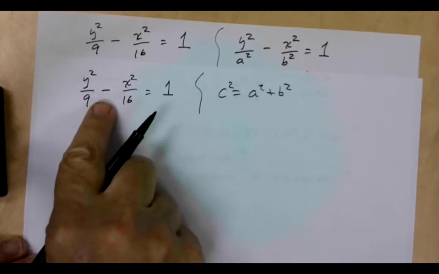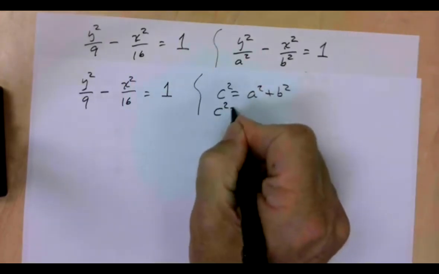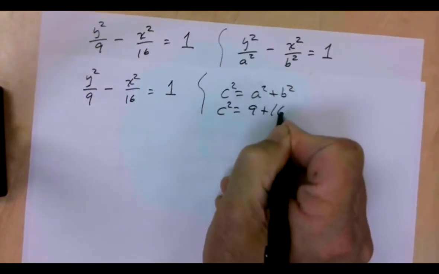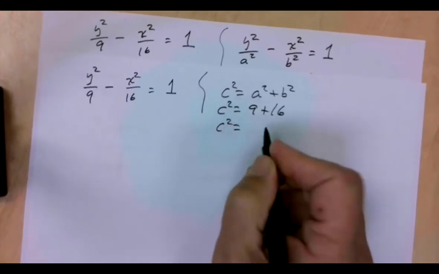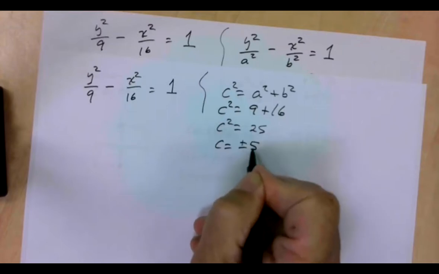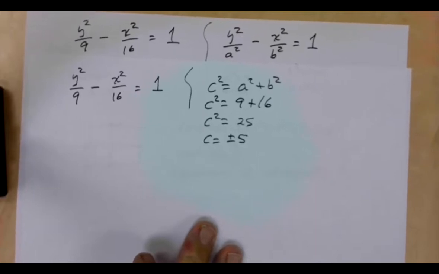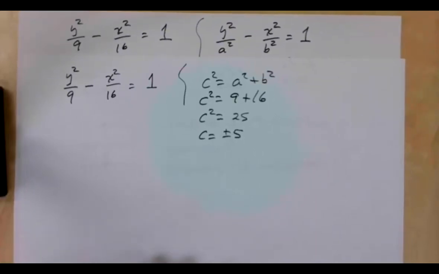So when there's a minus for the hyperbola, the focus requires a plus. When there's a plus for the ellipse, the focus rule requires a minus. So it's maybe a little opposite of what you might hope it would be. So in this case, c squared is 9 plus 16. C squared is 25. C is plus or minus 5 from the center. So where was our center? Our center was 0, 0.